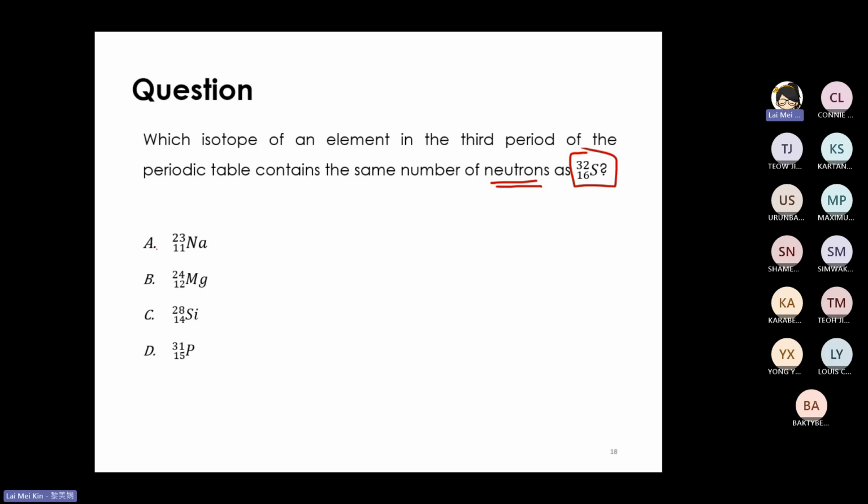Okay, how many choose A? B? C? D? All right, so how many neutrons are there? 16. So this one, A, how many neutrons? 12, 12, 14, 16.